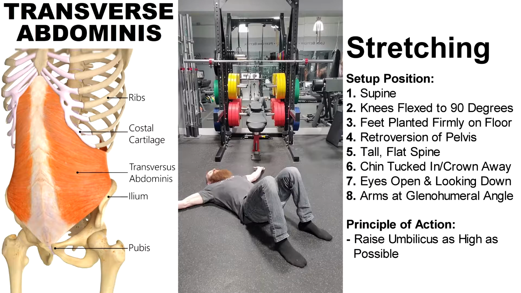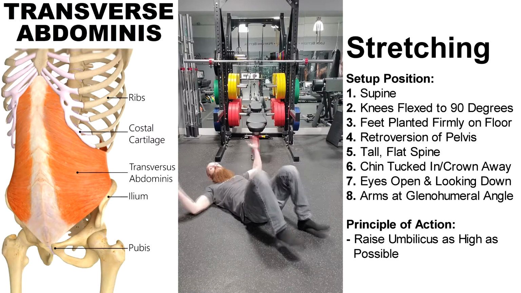and then for the principle of action, all we want to do is drive the belly button as close to the ceiling as we can. So we want to expand the belly and make it as big as possible. This is the myofascial stretching exercise for the transverse abdominis muscle.